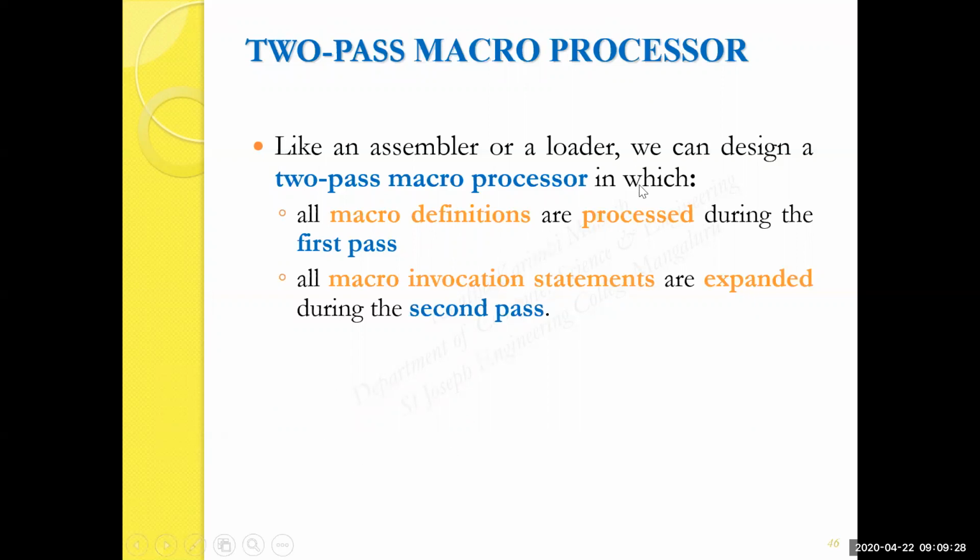A two-pass macroprocessor is one wherein all macro definitions are processed during the first pass, and all macro invocation statements are expanded during the second pass. So just as we have a two-pass assembler, which defines all symbols in the first pass and generates all object codes in the second pass, likewise a two-pass macroprocessor processes all macro definitions in the first pass and all macro invocation statements during the second pass.